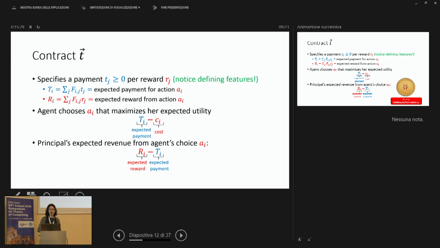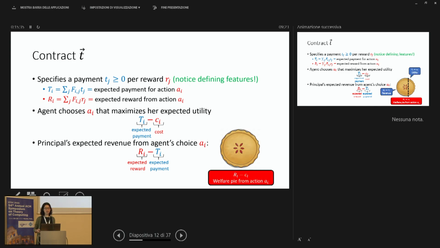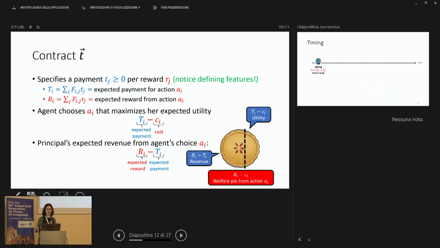And here's a nice way to think of what's going on here in the economic sense. You can think of every action as inducing a welfare pie, okay? The expected reward from this action minus what you need to pay in terms of cost to get this pie. And the contract is really dividing the pie. Okay, so it's deciding how much of the pie will go as utility to the agent and how much of it will go as revenue to the principal. So whatever action the agent chooses to take, you get bigger or smaller pie, and the contract divides the pie.